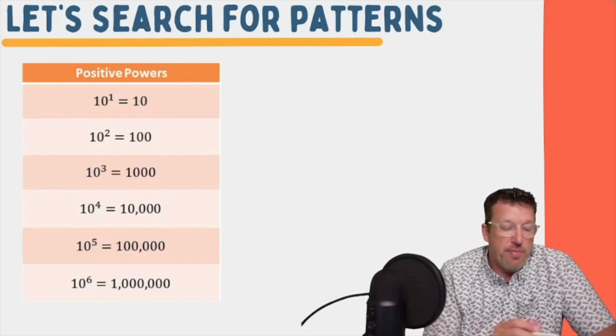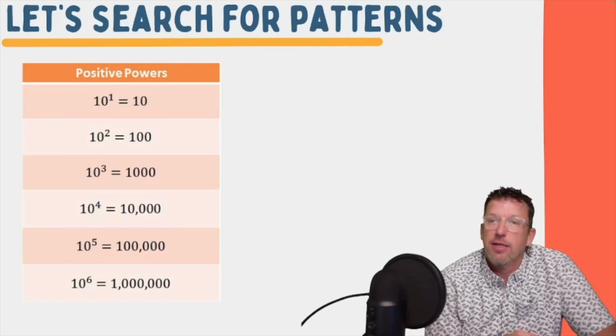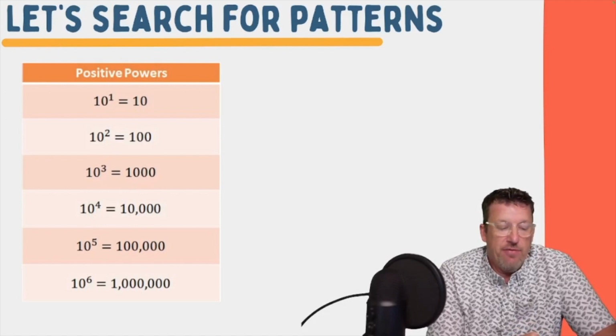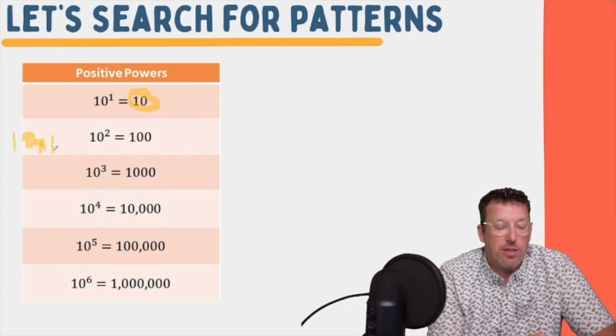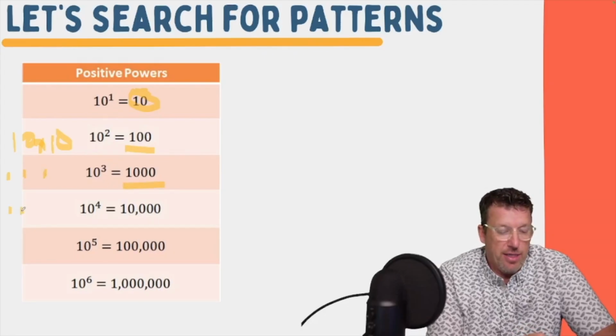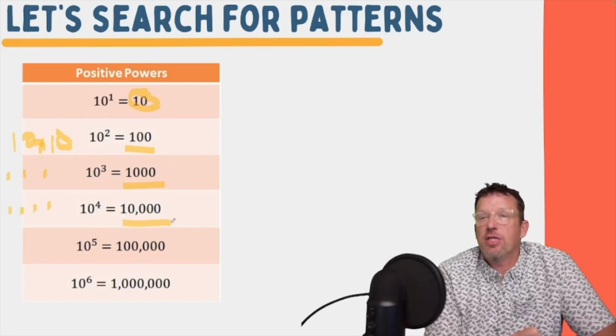So let's look for some patterns, okay? When we looked at base 10, and we're just using positive exponents, you may have noticed something. 10 to the first, which just means 10. 10 to the second was 10 times 10, and that gave us 100. 10 to the third was 10 times 10 times 10, and that gave us 1,000. 10 to the fourth, 10 times 10 times 10 times 10, and that gave us 10,000. So I think you're seeing the pattern here.